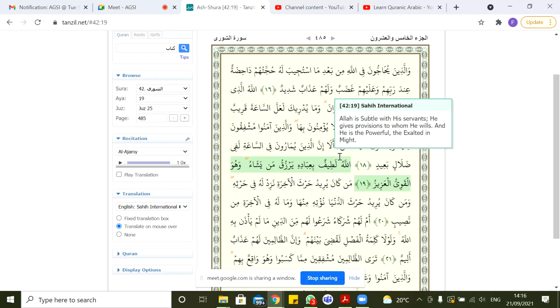So when we have a Latif here as subtle, what does subtle mean to you when you say subtle? Anyone can explain the word subtle to me, please? Yes. Gentle, when you're gentle to a newborn baby. Being gentle and delicate with his servants. Yeah, gentle.